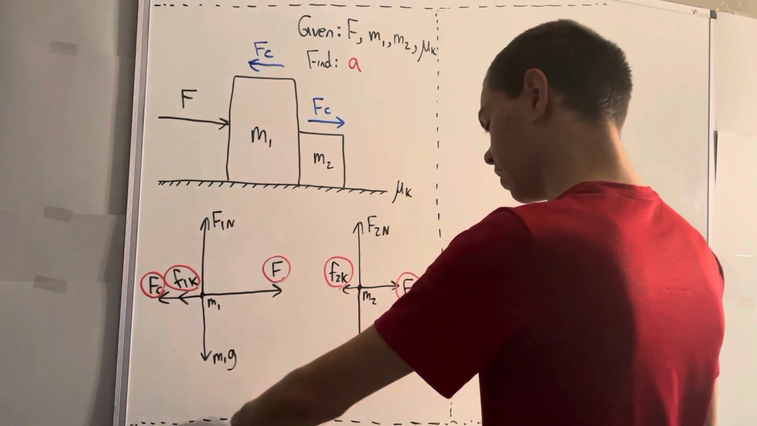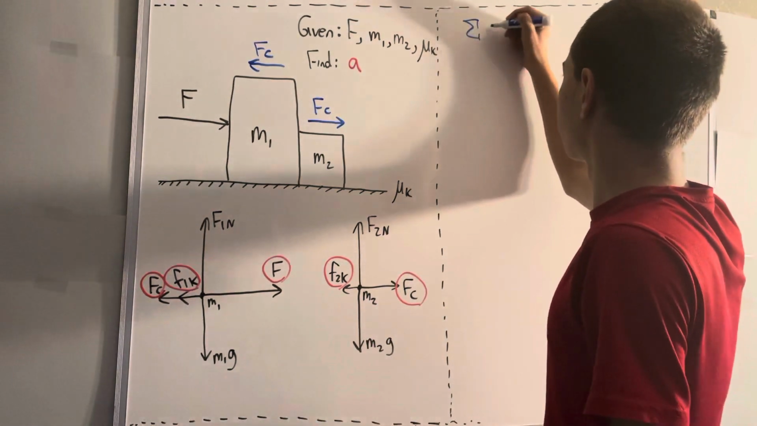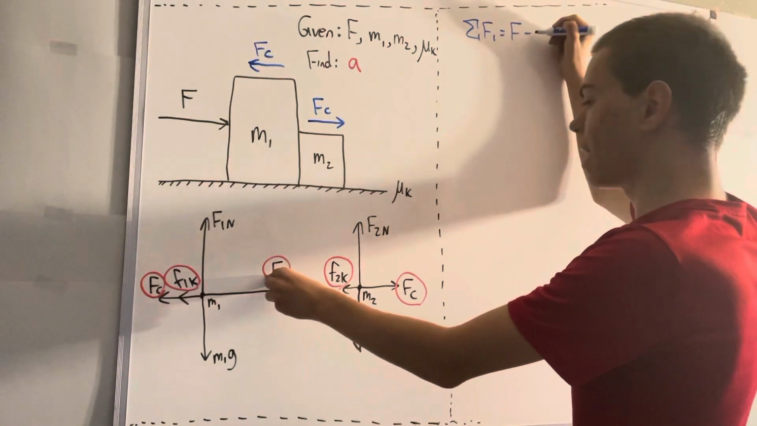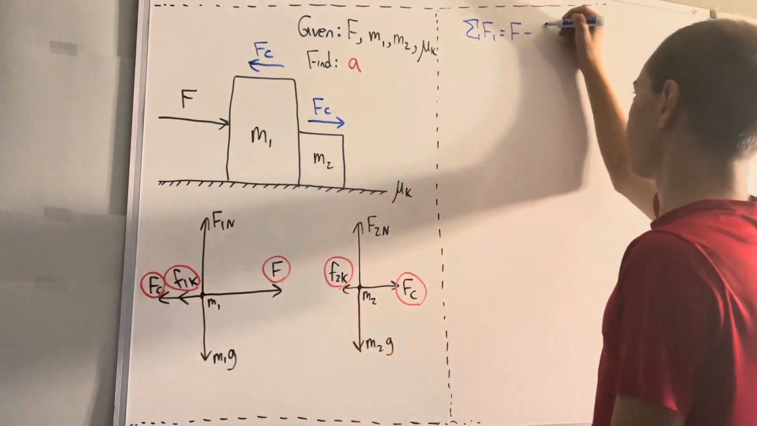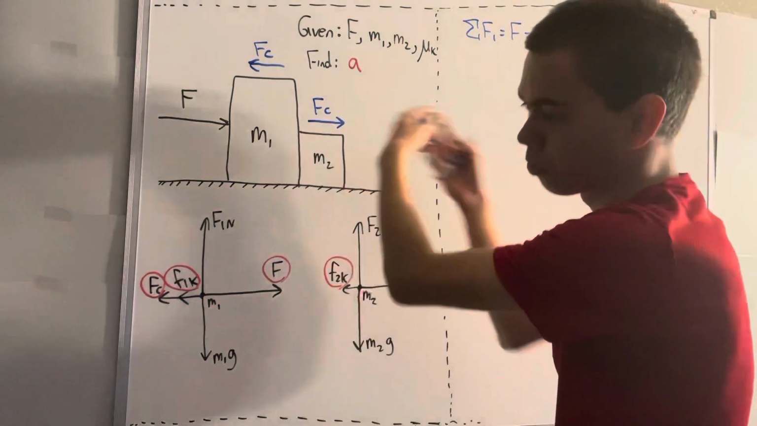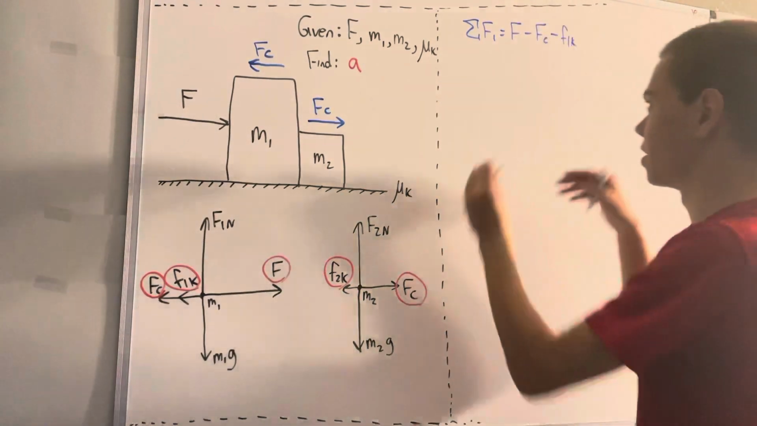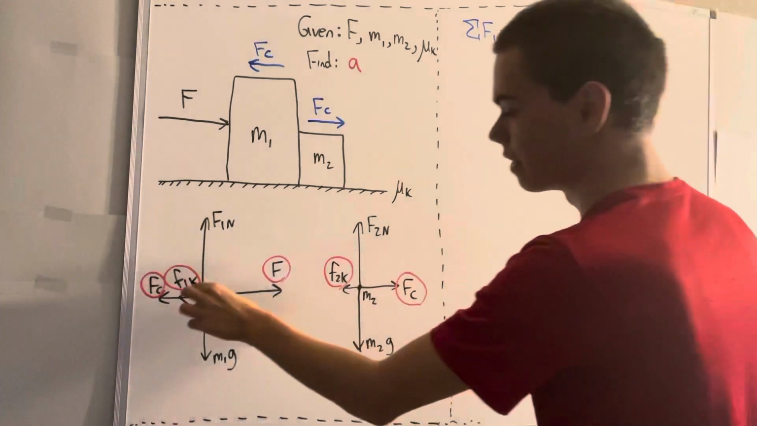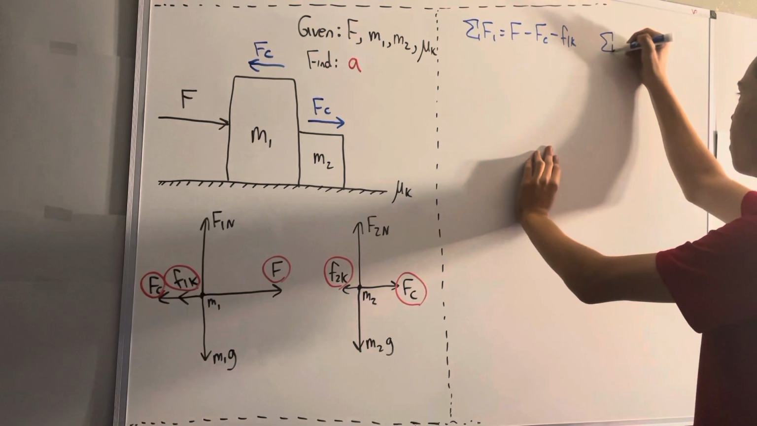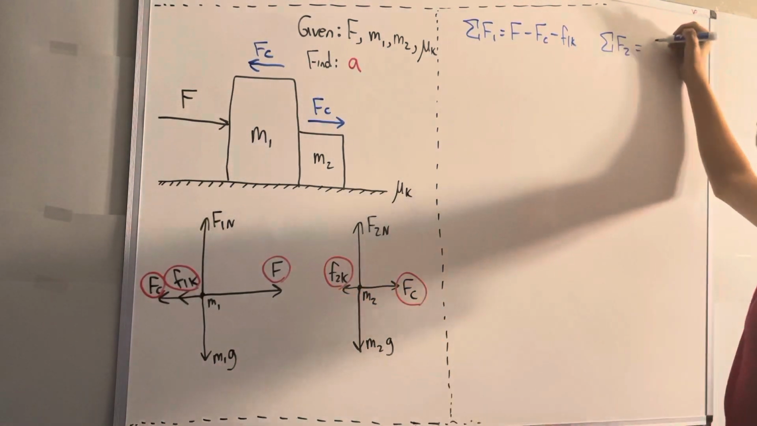So, as for the net force statement for block 1, really it's just F minus Fc minus F1k. And by the way, acceleration is to the right, so we're going to say right is our positive direction. So that's why we're saying it's F minus Fc minus F1k. Also, net force on block 2 is really Fc minus F2k.